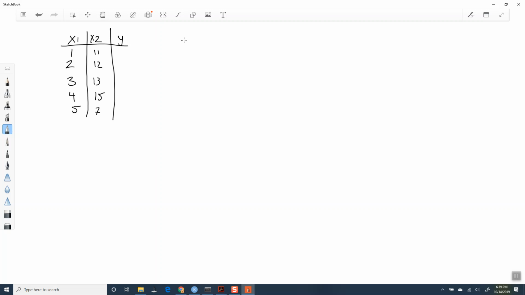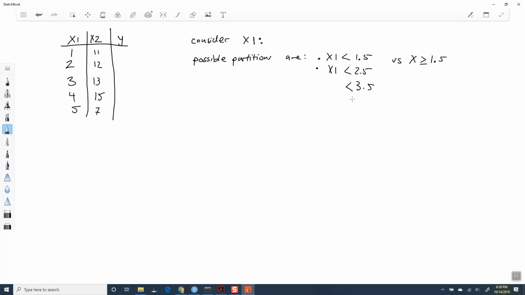So first we consider x1, and the possible partitions are x1 less than 1.5 versus x1 greater than or equal to 1.5. The other splits are x1 less than 2.5, less than 3.5, and less than 4.5. So these are all the possible splits on x1, and then we can look at x2.